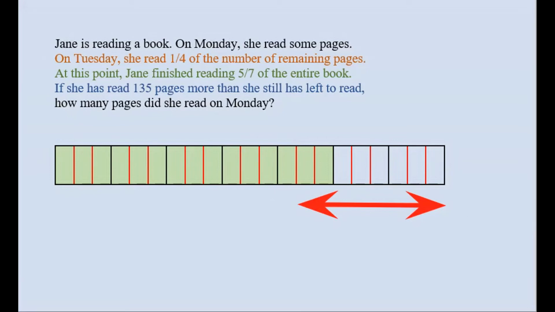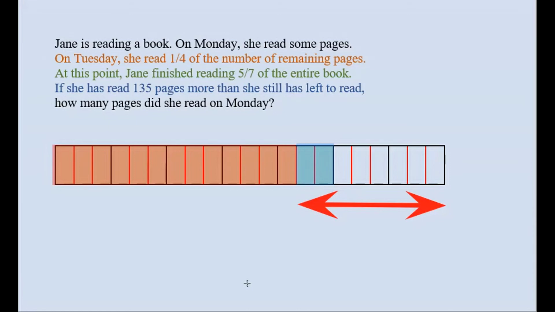What is that telling me? That's telling me she read this many pages on Monday, this many pages on Tuesday. And again, take a look. What she read on Tuesday was 1/4 of the pages that were left after she was done reading on Monday. I'm going to say that once again. In my representation, it shows that what she read on Tuesday was 1/4 of the pages that were left after she finished reading on Monday.